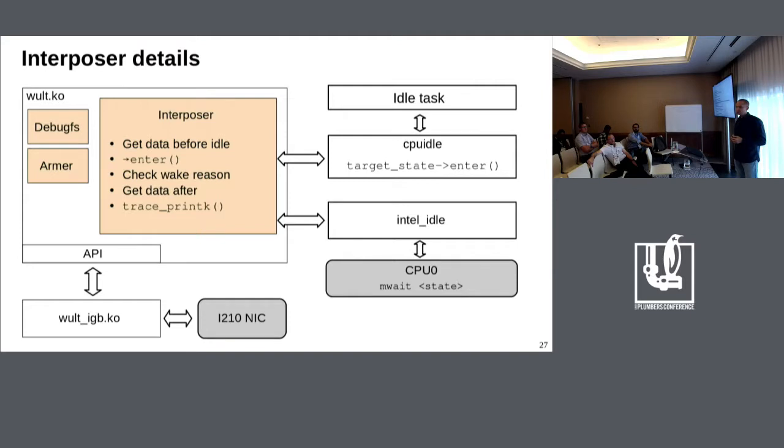A few words about what we do in the interposer. When CPU idle calls enter, we remember the launch time, we take the time before idle, and we take snapshots of C-state counters. Then we run intel_idle, which goes to MWAIT, we sleep, we wake up, and we go back to the interposer. We take statistics after idle, like time after idle and C-state counters after idle.